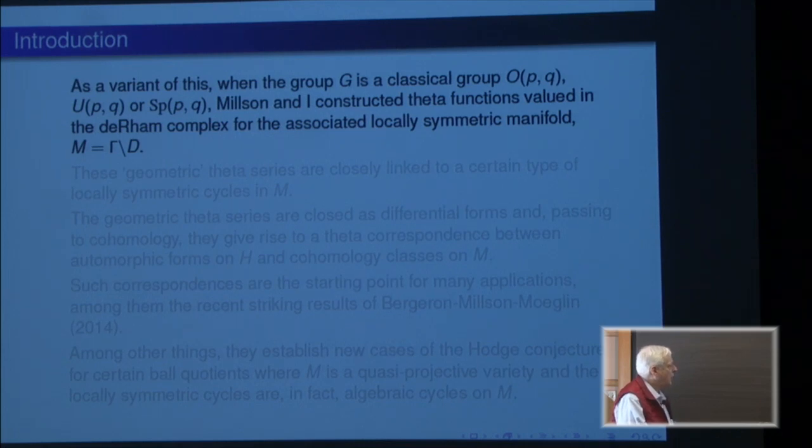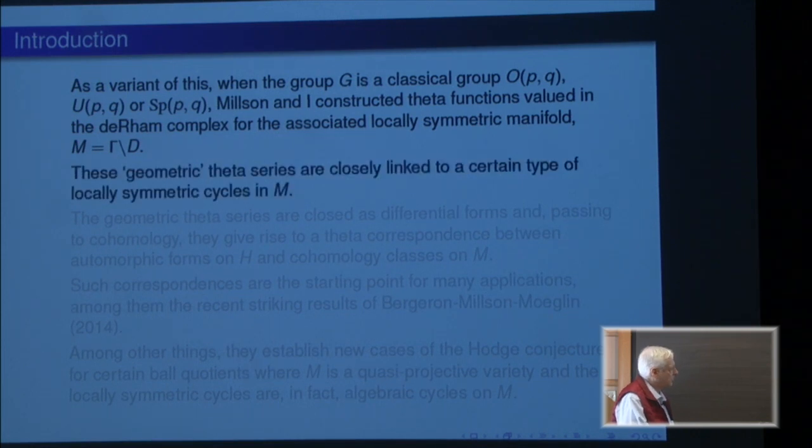As a slight variant of this, John Millson and I considered the case where G is a classical group, O(p,q), U(p,q), and Sp(p,q), and we constructed theta functions which are valued in the de Rham complex of M. Here D is the symmetric space for the group G, gamma is an arithmetic subgroup, so here we have a locally symmetric space. So John Millson and I constructed theta functions valued in the de Rham complex for these manifolds. I like to call these geometric theta functions. They've proved to be very, very useful over the years.